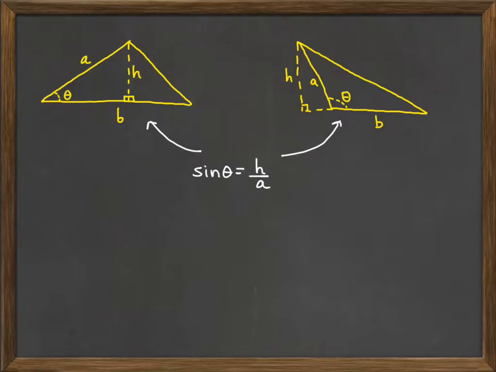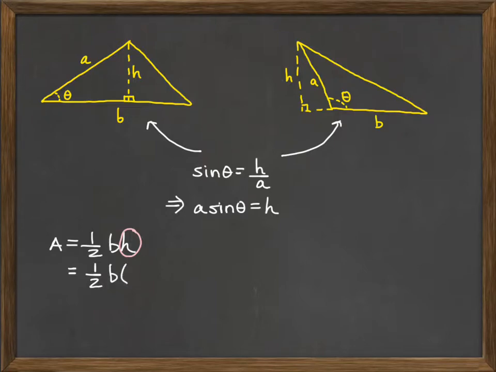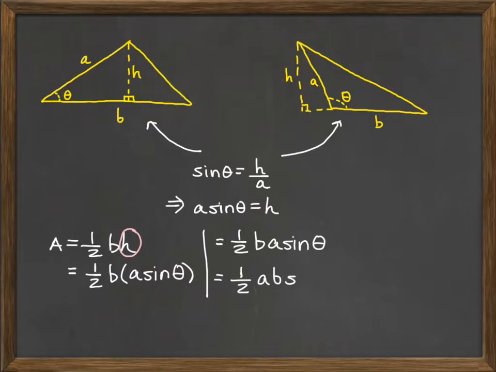Okay, so anyways, getting back to it, if we continue solving this for h, we get that a times the sine of theta is equal to h. So what can we do with this? If we go back to our classic formula for the area, 1/2 base times the height, we can substitute for this h the expression that we just found. So we write the area equals 1/2 base, and instead of h, we write a times the sine of theta. So that gives us the area is equal to 1/2 b times a sine of theta. Typically you'll see this written as 1/2 ab sine of theta.